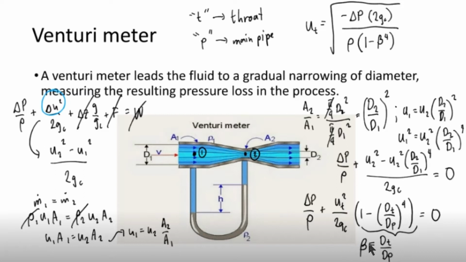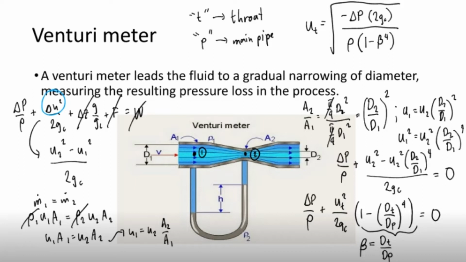As such, the value of beta is a decimal value, meaning it is always less than 1 because the throat is always smaller than the pipe. If beta is a decimal value, it's less than 1, then you take the decimal value, raise that to the fourth power, that would become even smaller. So there comes a point wherein 1 minus beta to the fourth will become very, very close to 1. But just to be safe, let us always evaluate this parameter.